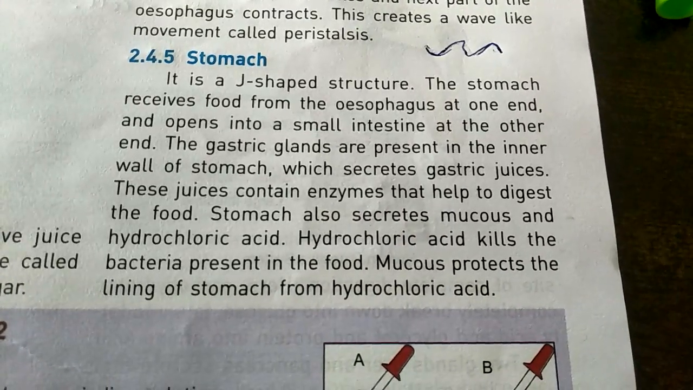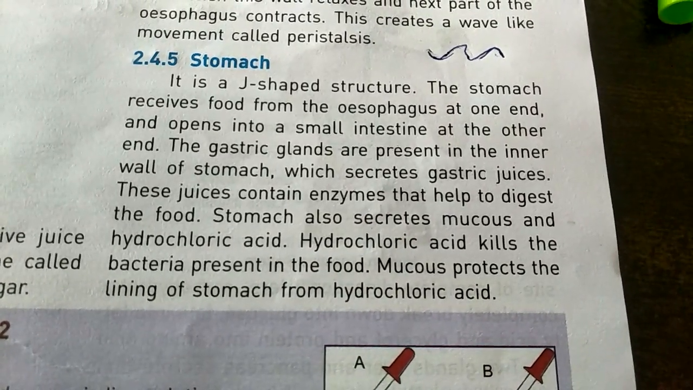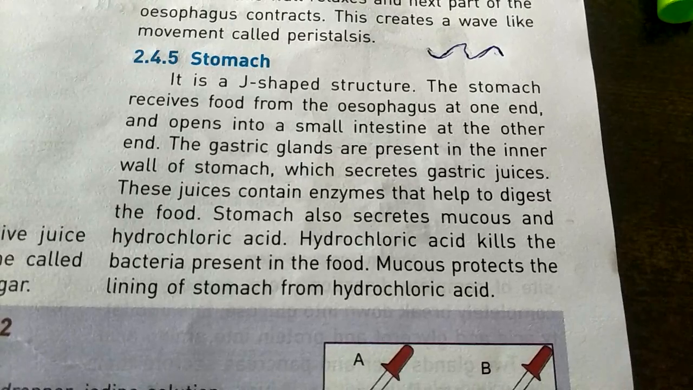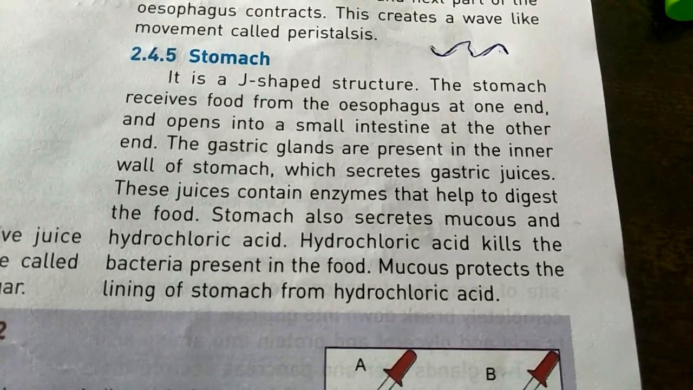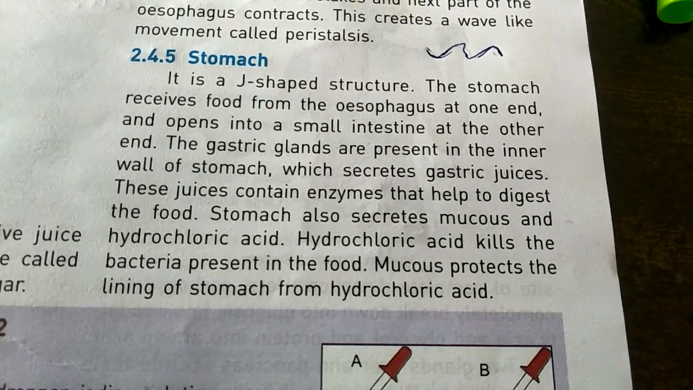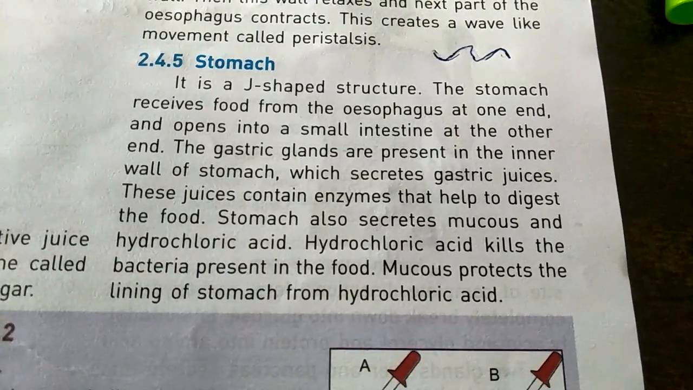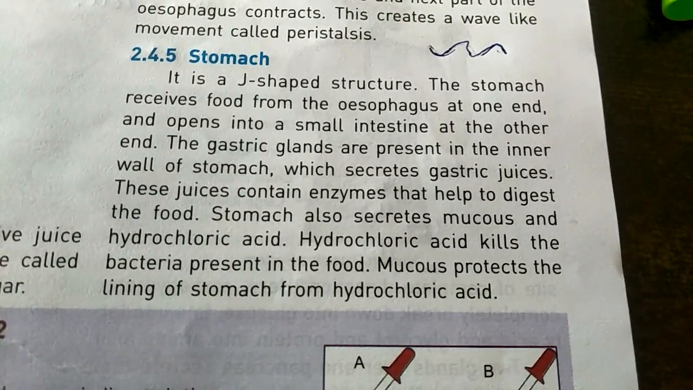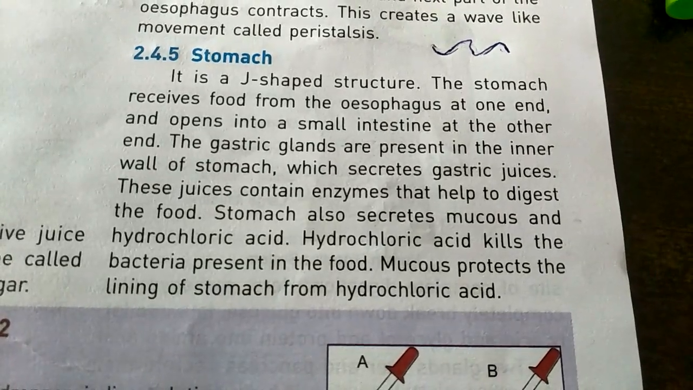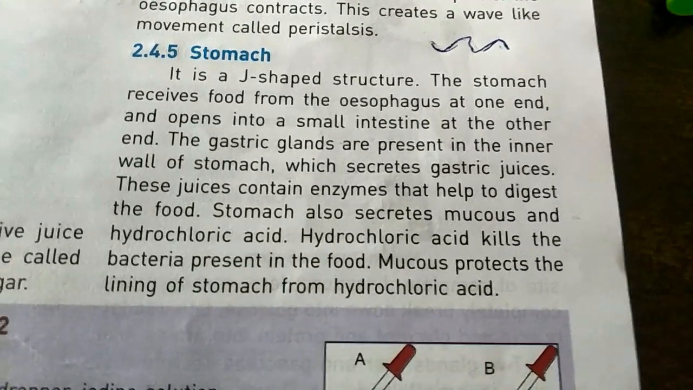Mucus protects the lining of the stomach from HCl, because there is HCl, so there is an acidic medium in our stomach, and due to that mucus protects the lining of the stomach. If mucus cannot protect the lining of the stomach, then there is a formation of peptic ulcer. It means an ulcer is also formed in our stomach.